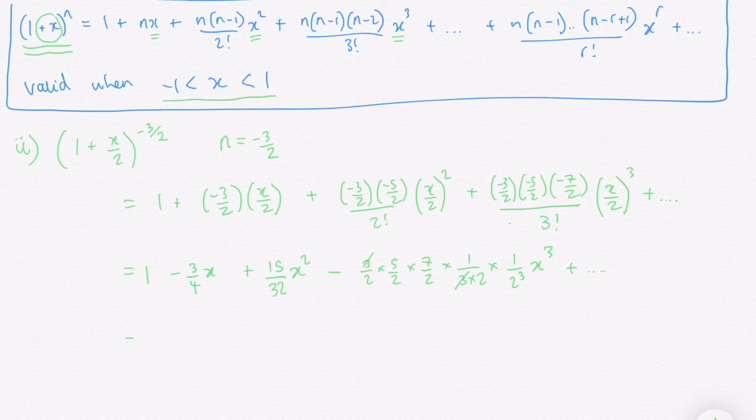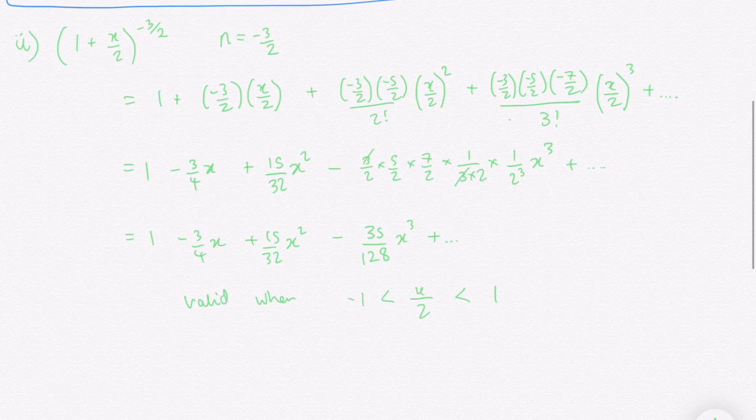So if we simplify this, we get 1 minus 3/4 of x plus 15/32 of x squared minus 35 over 2 to the power of 7, which is 128 x cubed. And we're asked, when is this valid? Well, our general binomial expansion is valid when x is between -1 and 1. So this is valid when x over 2 is between -1 and 1, which is equivalent to saying x is between -2 and 2.